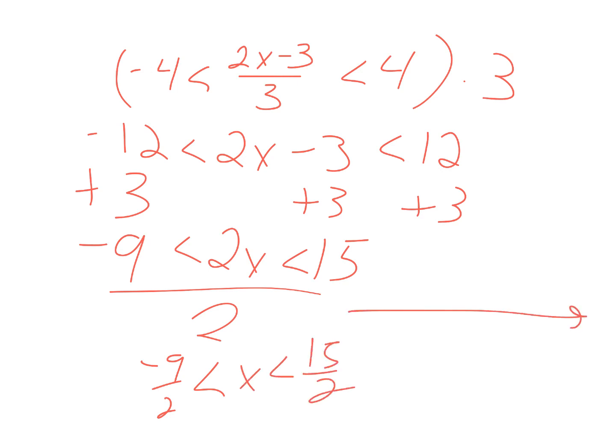Let's number line it up. And I always mark 0 on my number line just to kind of give a reference point. -9 over 2 and 15 over 2. Open circle, and x is between these values. There you have it.